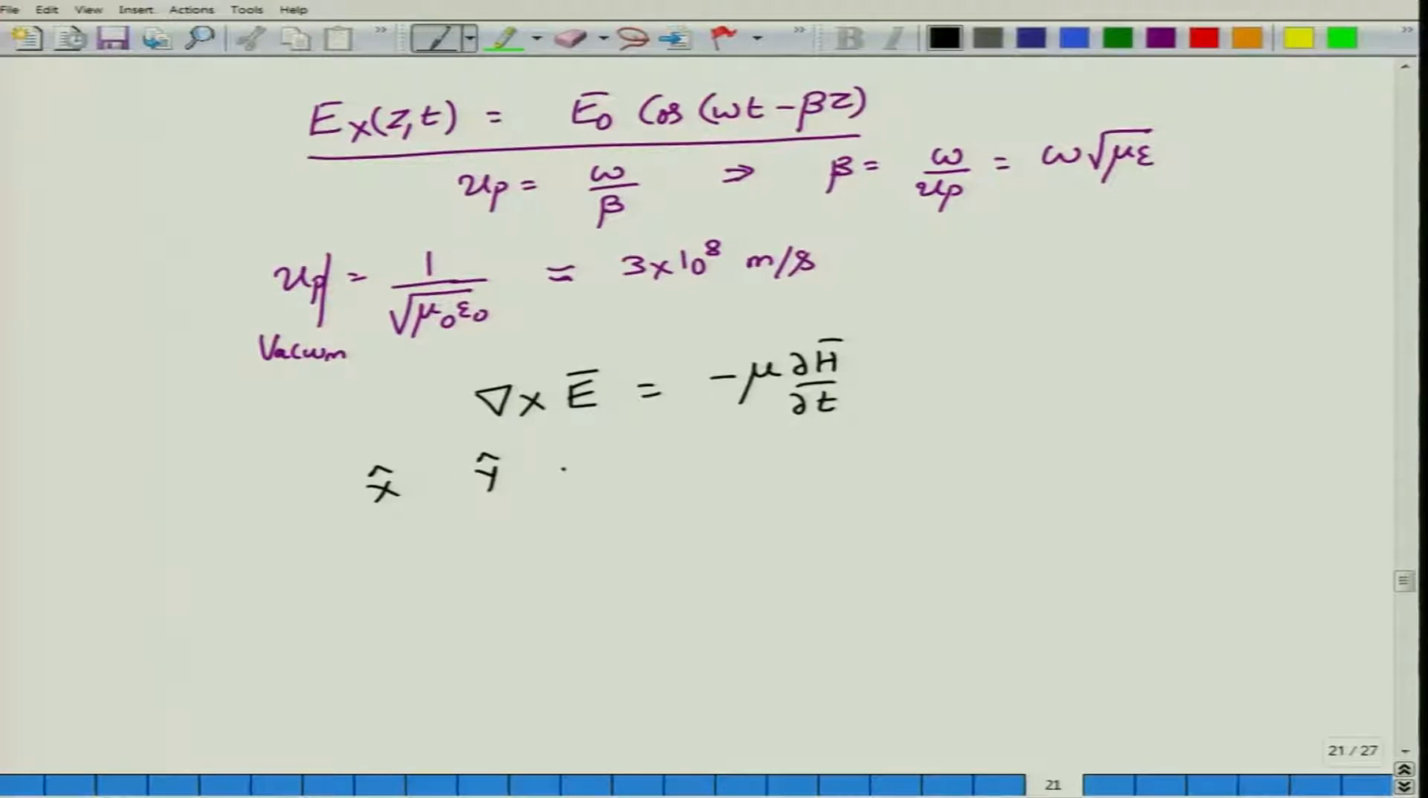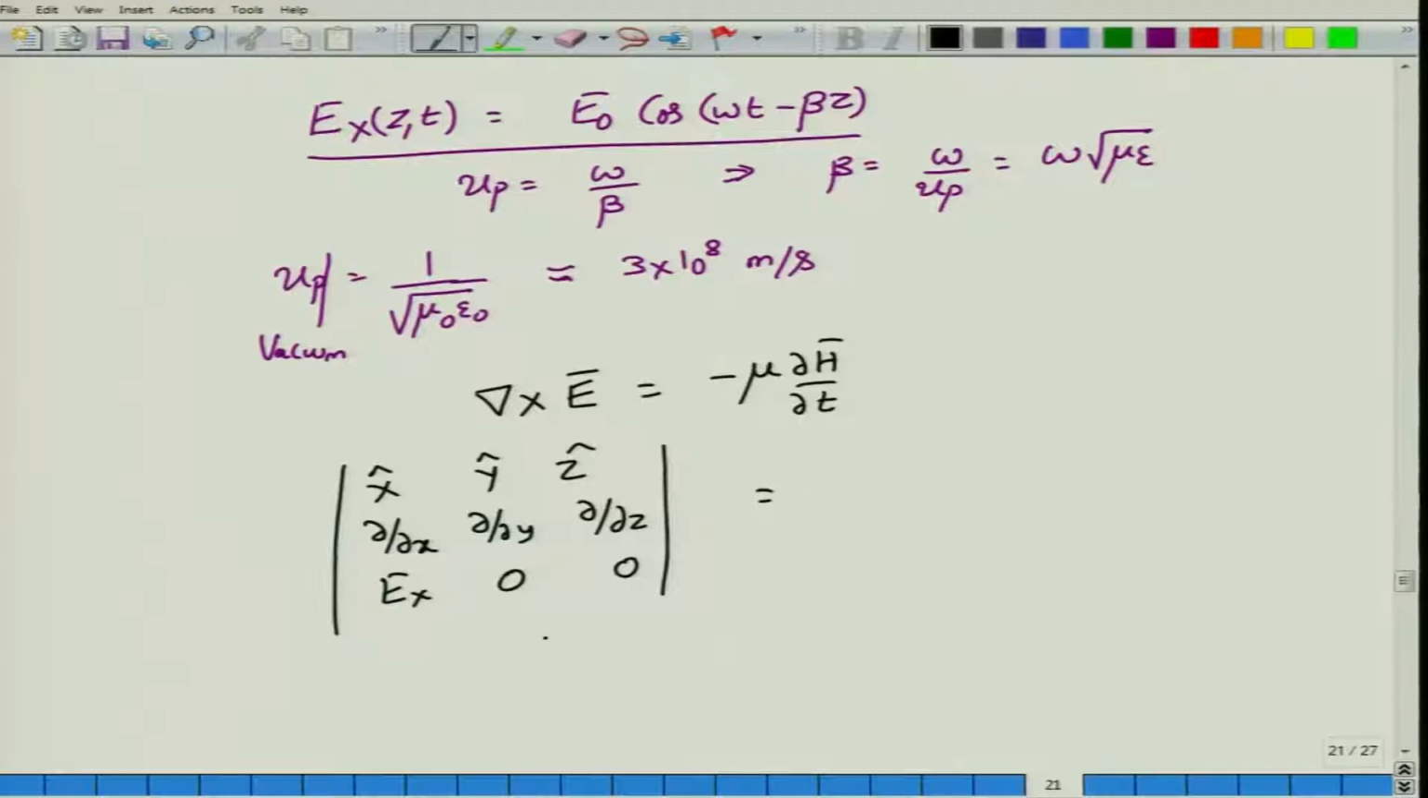So, this is x hat, y hat and z hat. What component do we have? Well, I need to first write this as del by del x, del by del y and del by del z. What component of electric field do we have? Only the Ex component. Ey and Ez components are 0. So, when you take the determinant, you will immediately see that there cannot be any x component, this will be 0. There cannot be any z component as well, because del by del x times 0 is 0 minus del Ex by del y, and Ex is not a function of y, Ex is a function only of the z component.